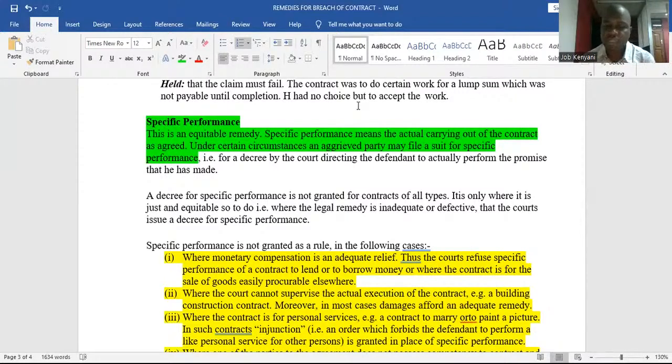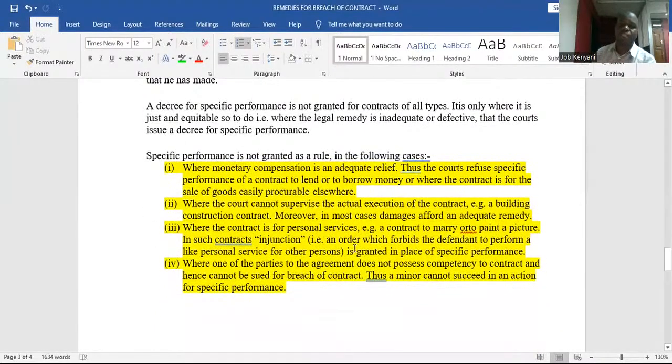Where the contract is for personal services, e.g. a contract to marry or to paint a picture, in such contracts an injunction, an order which forbids the defendant to perform a personal service for another person, will be granted. Then where one of the parties to the agreement does not possess competency to contract, for example a person who doesn't have the experience to perform his roles or duties under the contract, the court won't give specific performance. They go for other options, maybe compensation or damages, or quantum meruit.